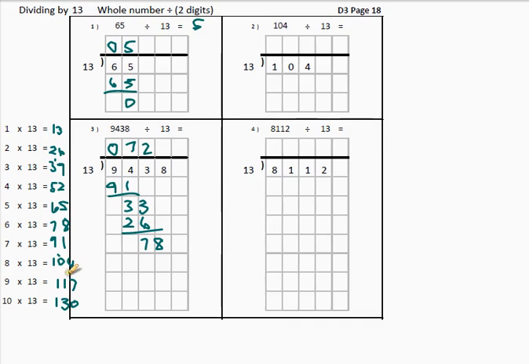Okay. And we look, where is 78? Oh yes, it's here, 6. 6 times 13, 78. 78 take away 78, 0. There isn't another number to bring down. We are done. That is our answer, 726. Okay? You do the rest.